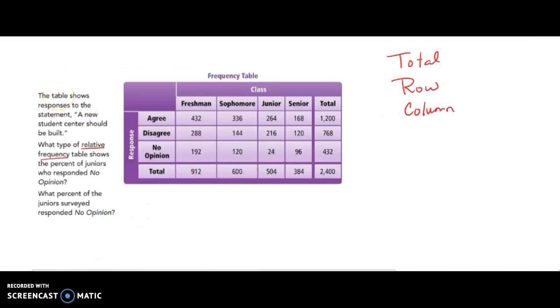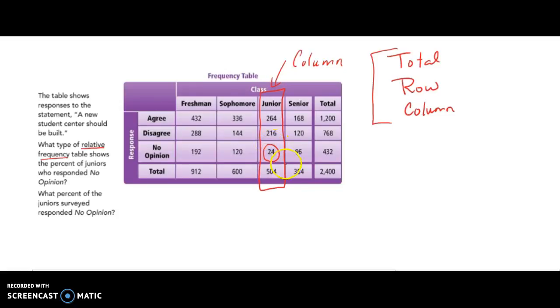Okay, so we are looking, and the table shows the responses to the statement, a new student center should be built. What type of relative frequency table shows the percent of juniors who responded no opinion? So this is first the type of tables that we can choose from: the total relative frequency table, the row relative frequency table, or the column relative frequency table. Well, we are only looking for juniors. We don't care about everyone else. So this, we're going to use our column, and we are going to just look for the ones that responded no opinion.